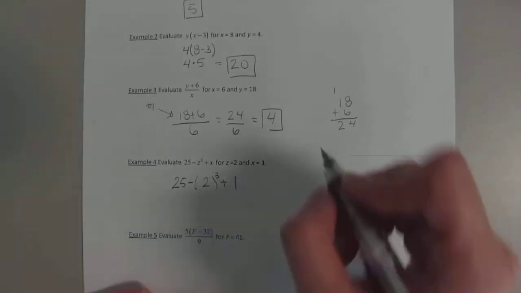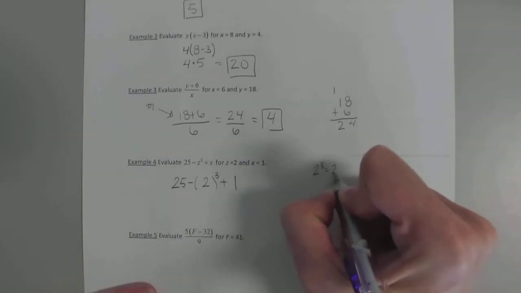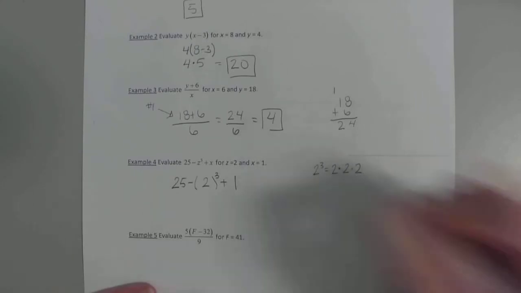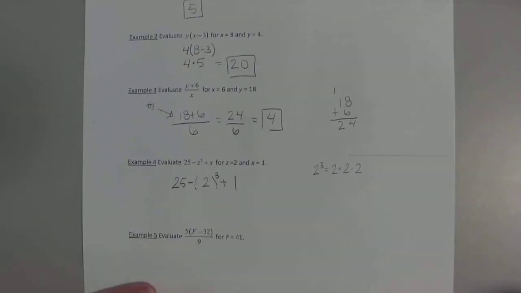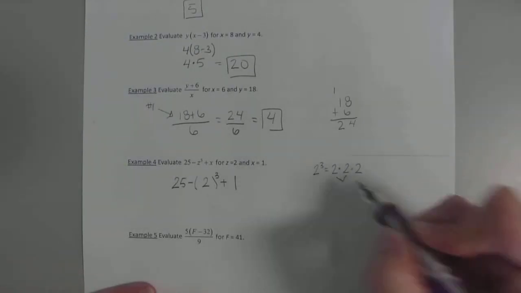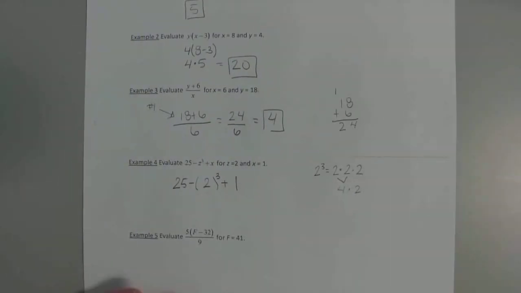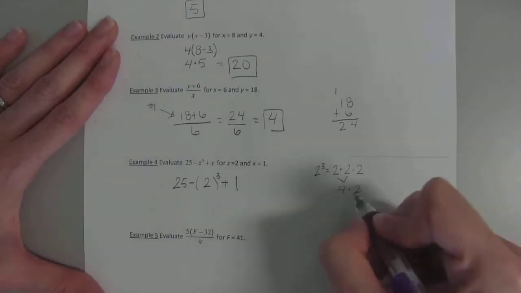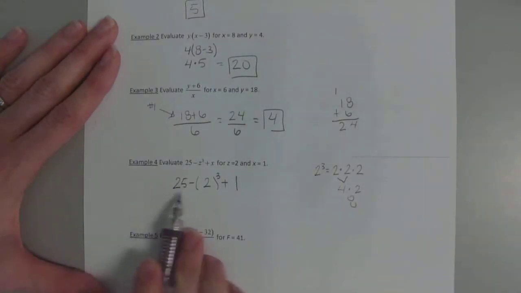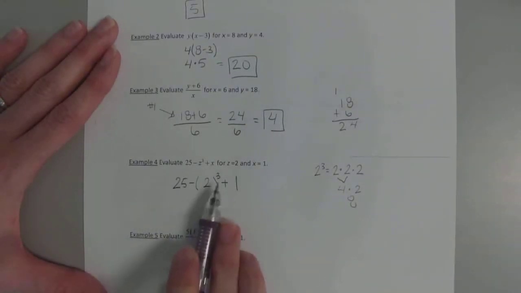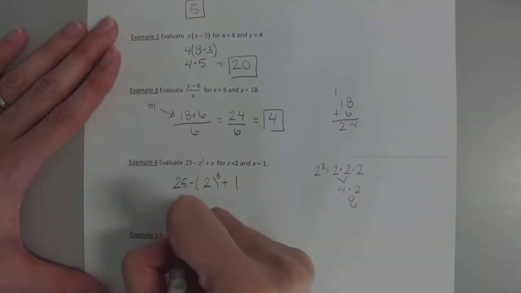What does 2 cubed mean? 2 cubed means 2 times 2 times 2, right? So what am I going to do first? 2 times 2, which is 4, but I can't forget to multiply by that last 2. So what is 2 cubed, guys? 8. So I'm going to write this expression, but instead of 2 to the 3rd power, I'm going to fill it in with an 8.